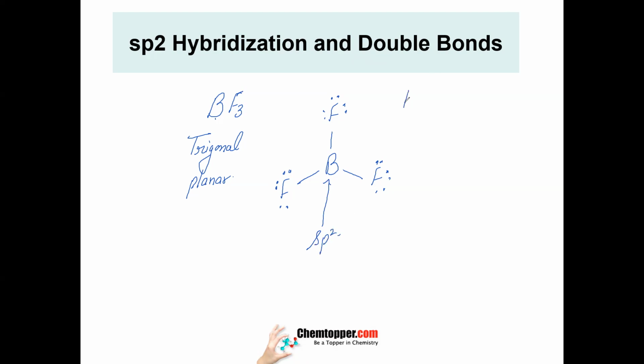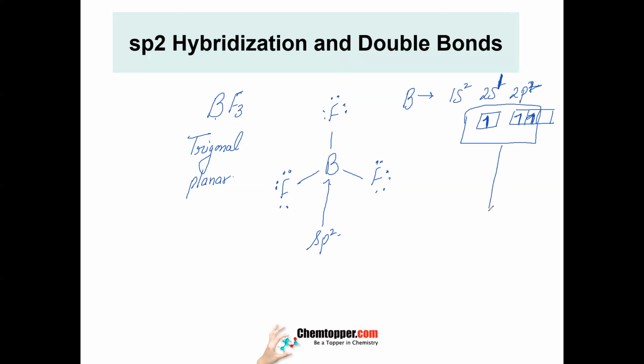You can see the electron configuration of boron. 1s2, 2s2, 2p1. This is the ground state. In ground state, I have only one unpaired electron. With that, I cannot do anything. So what happens? One electron jumps from 2s to 2p. Now you can see 3 unpaired electrons, the excited state of boron. 3 unpaired, right? Now you are going to mix them together.